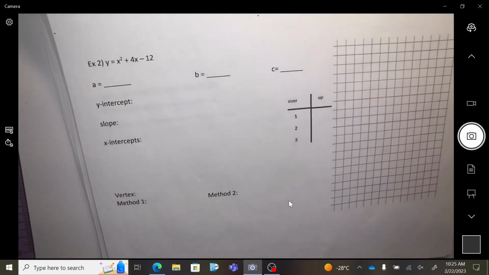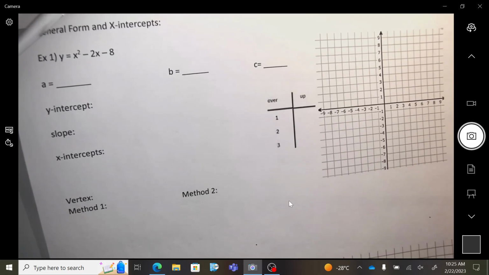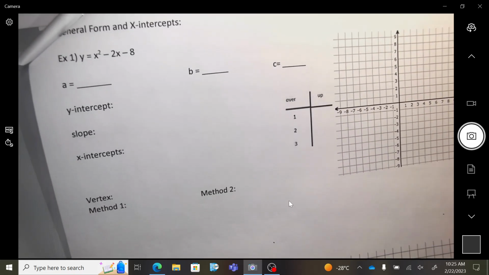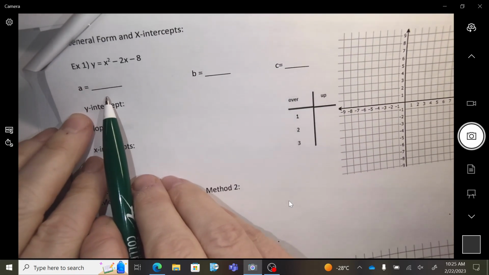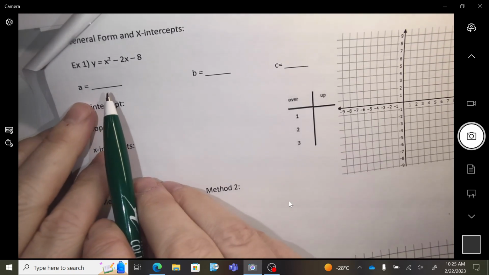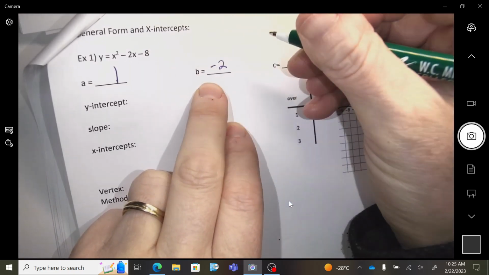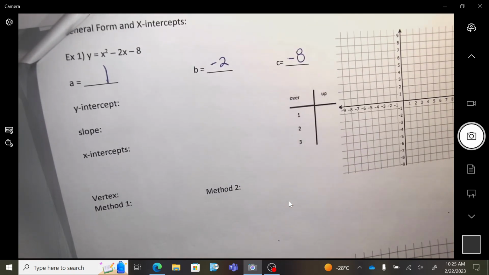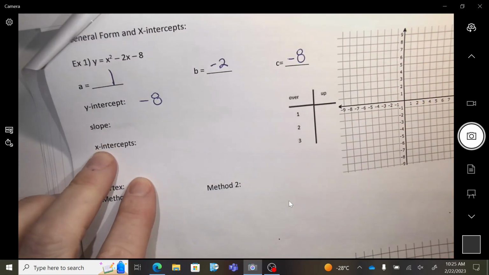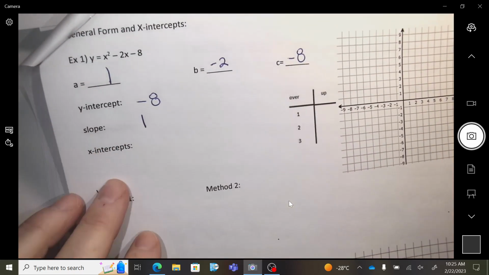Okay, we're going to add one more thing to this yet. Okay, next one. How many x squareds do you have? That's always the A. How many x squareds do I have? 1. How many x's? Negative 2. And C is how many numbers? Okay, the y-intercept at the snap of my finger is negative 8. The slope is 1.